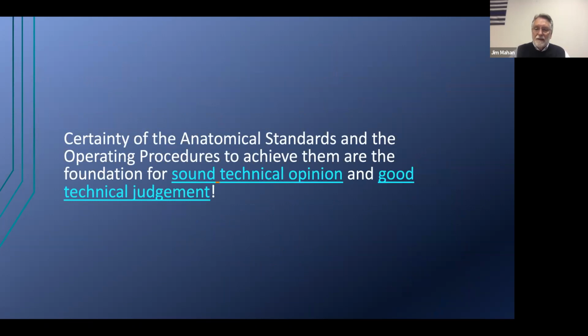The certainty of the anatomical standards and operating procedures to achieve them are the foundation for sound technical opinion and good technical judgment. What we're going to do very quickly is start this process of going through how to draw posterior anatomy, how to place the individual pieces and parts of a tooth into the proper position. If a technician knows that, and knows that it applies to maybe a stable reference that they have like this, and they have a procedure to get to it, that's only one thing.